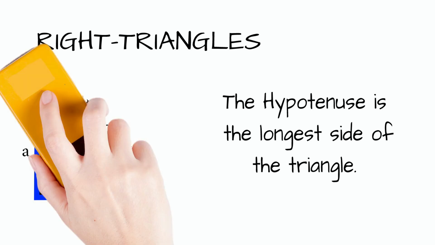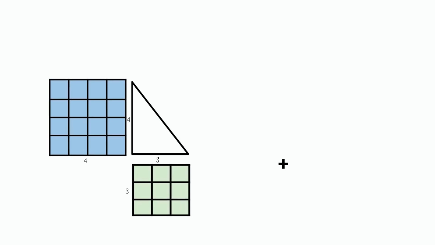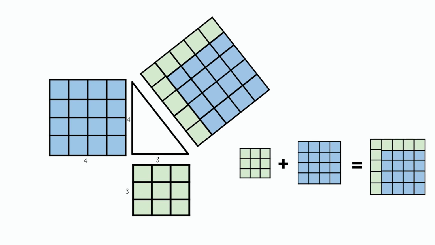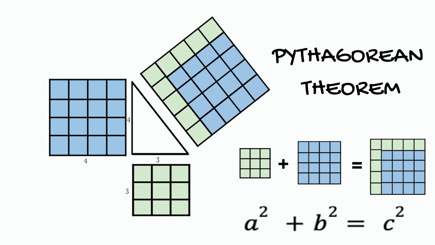Let's visually see why the Pythagorean theorem works. Let's look at this triangle. Let's say that leg A measures 4 units and leg B measures 3 units. If we square both sides, we will notice that the sum equals side c squared. This means that we can easily find the missing side of a right triangle using the Pythagorean theorem.